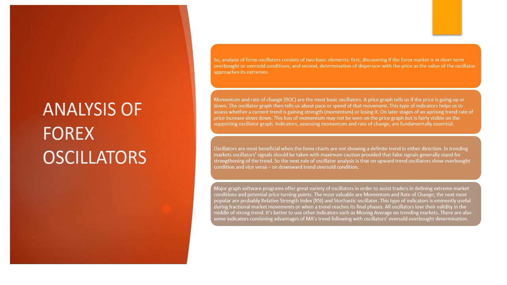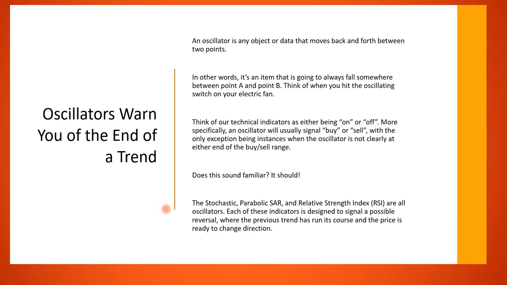Outside of these two bounded oscillators, the next one that goes after that is MACD, which isn't a bounded oscillator, but is a very popular indicator. Now, an oscillator is any object or data that moves back and forth between 2 points. In other words, like the radio waves. If an item is always going to fall somewhere between point A and point B, think of it like the oscillating switch of your electric fan.